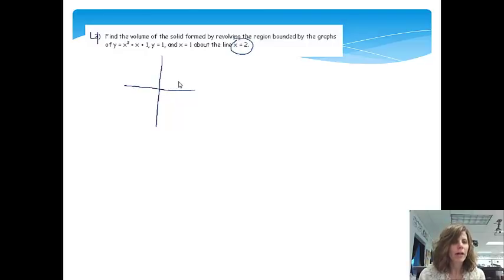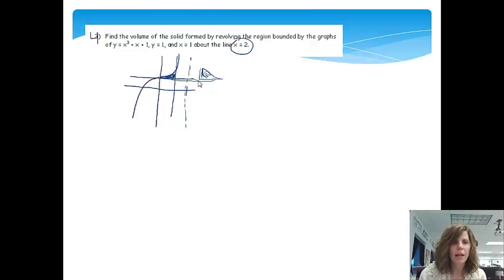All right, y equals x cubed plus x plus 1 is going to look something like that. And then we've got y equals 1, which goes right there, I believe. And then we've got x equals 1, which goes right here. So the shape that's in question is this one right here. And we're going to revolve it about the line x equals 2. So here's my revolving line. So that's actually going to get mirrored over on this side.